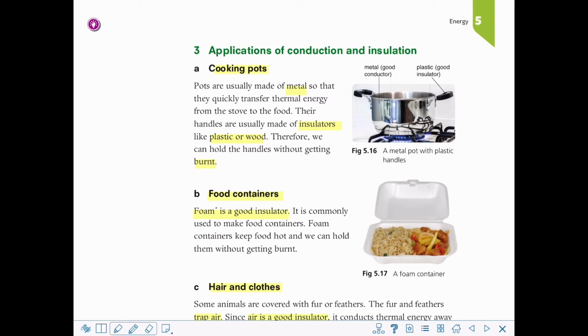B. Food containers. Foam is a good insulator. It is commonly used to make food containers. Foam containers keep food hot, and we can hold them without getting burned. Well, foam is a good insulator because there are lots of air bubbles inside the expanded plastic. And air is a good insulator, which is the reason why foam is a good insulator too.